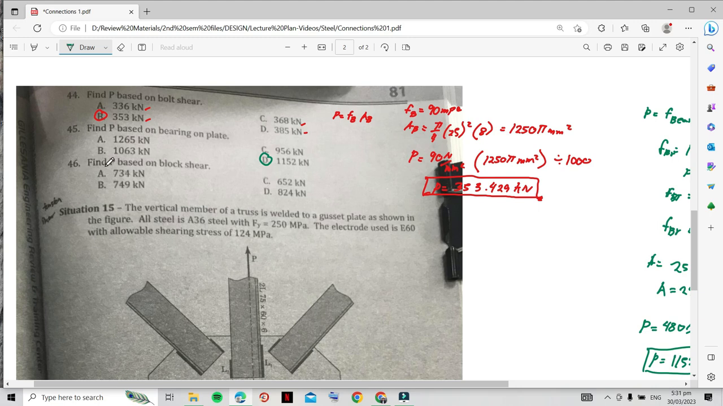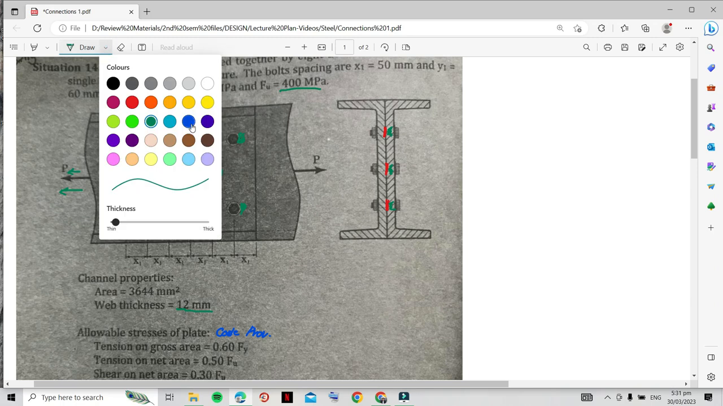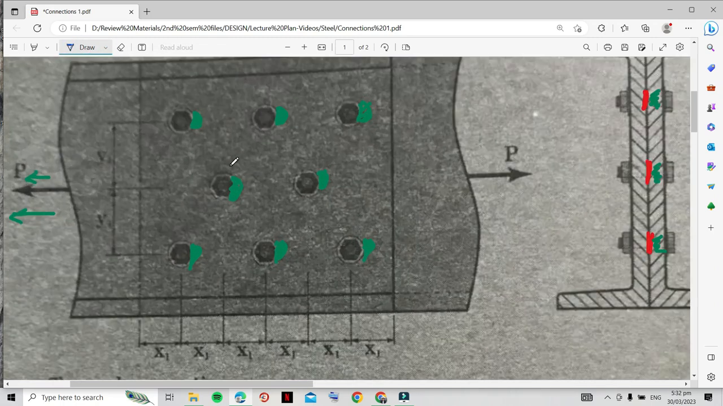If we proceed to the third question, find P based on block shear. The block shear failure is like this. When you apply a load P in this direction, the plate will fail, will tear here. There are two modes: it will go straight or it will go diagonally. In most cases it will go diagonal, to the nearest bolt hole, and it will tear up.